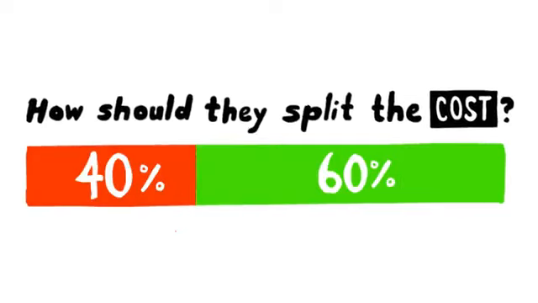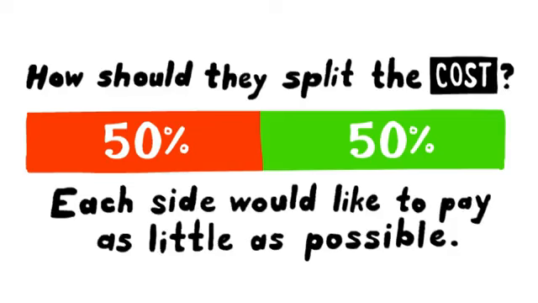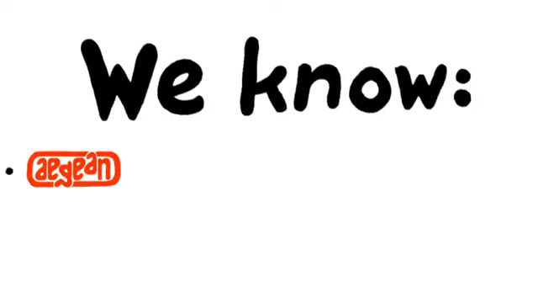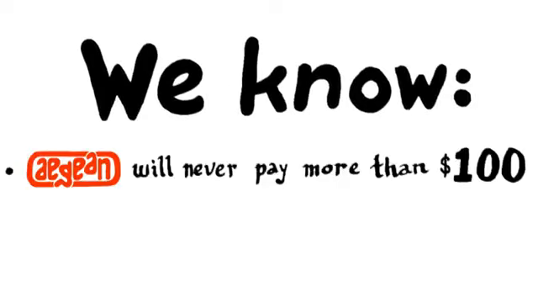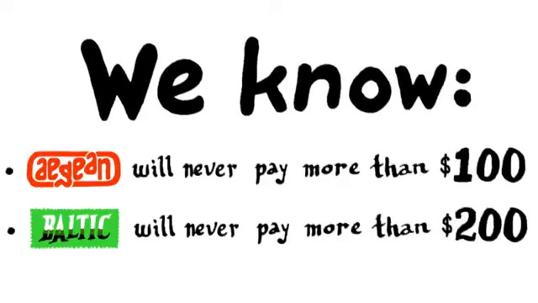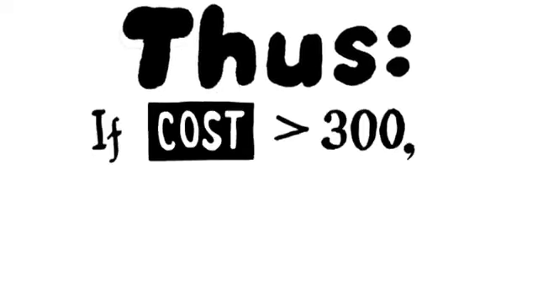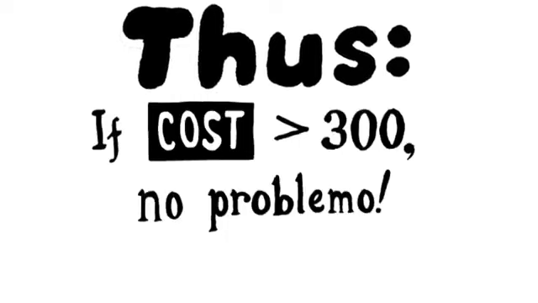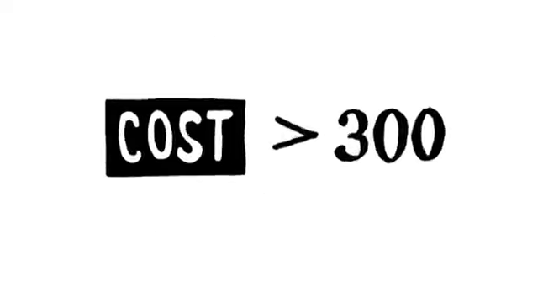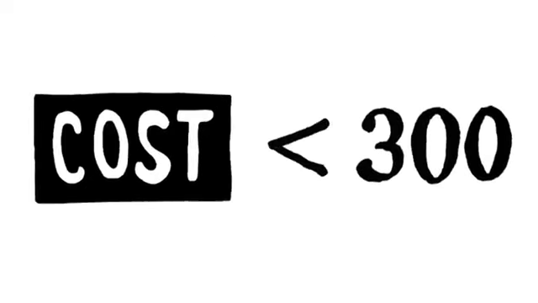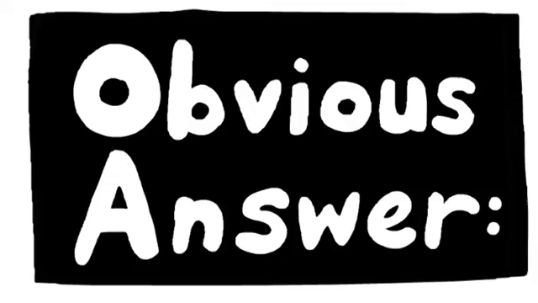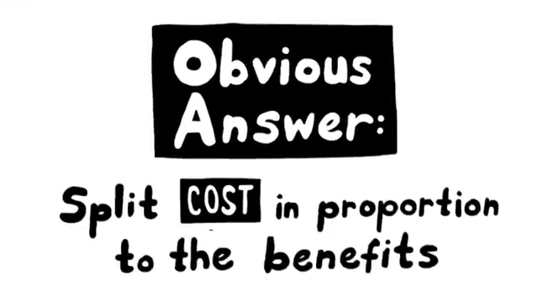This is a negotiation question because each side would like to justify paying as little as possible. We know that Aegean will never pay more than 100, and Baltic will never agree to pay more than 200. Thus, if the project costs more than 300, there's no issue. The project isn't worth doing. The interesting case is when the cost is less than 300. The obvious answer is just to split the costs in proportion to the benefits. While that's a simple solution, I don't think it's a fair outcome.